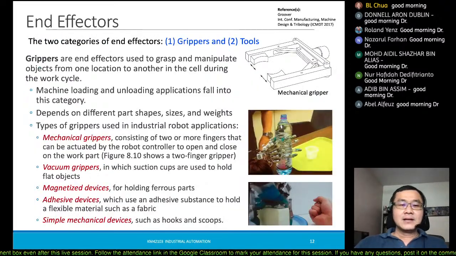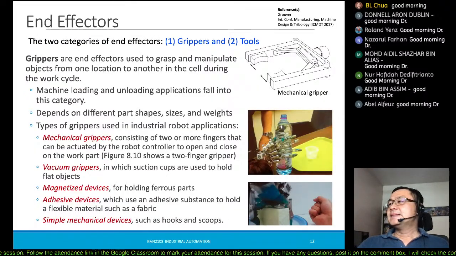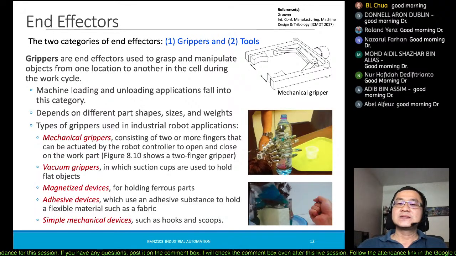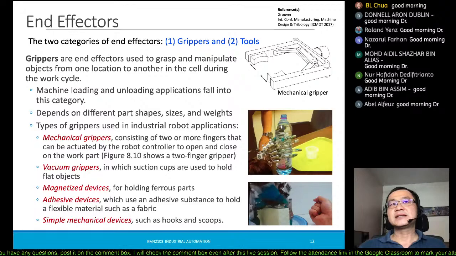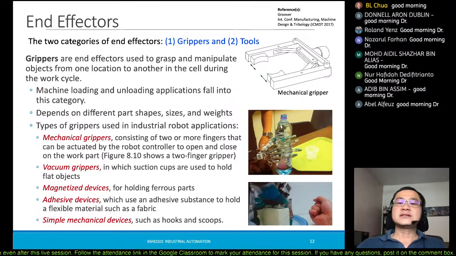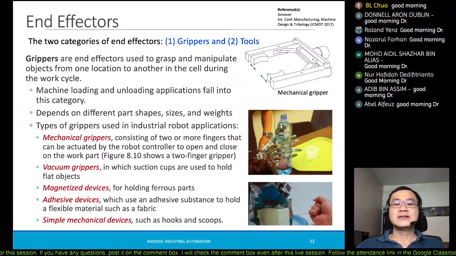Okay. Then on the end effectors. So this end effector, as I've mentioned previously, can be formed depending on the type of object or task that you intend to perform. Okay, there are two main categories. One is grippers and the other one is tools. For the grippers, it is used to grasp and manipulate the object from one particular location to the other. In this case, they would say in the cell, during the work cycle.